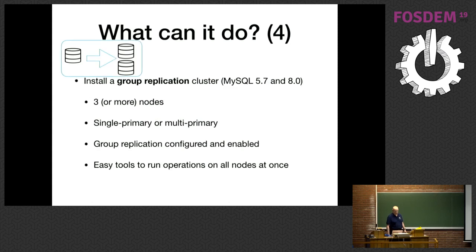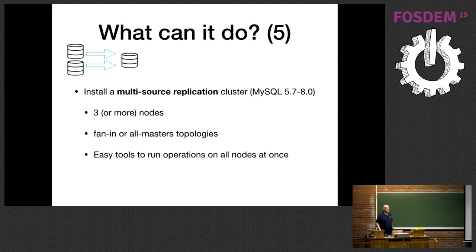Or you can have group replication directly in your laptop, three or more nodes, single primary or multi-primary. It just gets installed for you. If you try to install group replication in the same machine manually, you know that you will fail because it's quite a complicated operation that is not meant to be done by humans. You can also install multi-source replication in MySQL 5.7 or 8.0, three or more nodes using fan-in or all-masters topology.